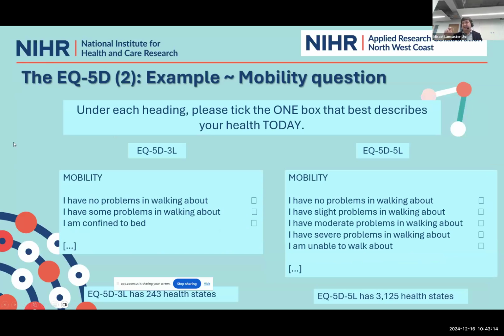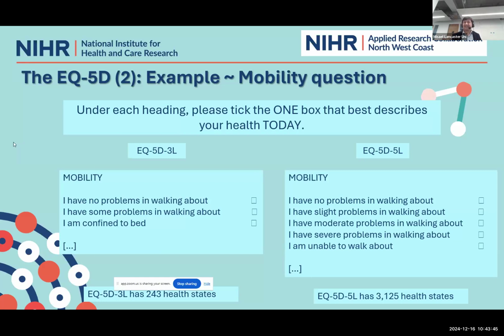So this is a taste of one question. For example, for the mobility question, the questionnaire will say, under each heading, please tick one box that best describes your health today. And on the EQ-5D 3 levels, we will have three options. I have no problems in walking about. I have some problems in walking about. And I am confined to bed.